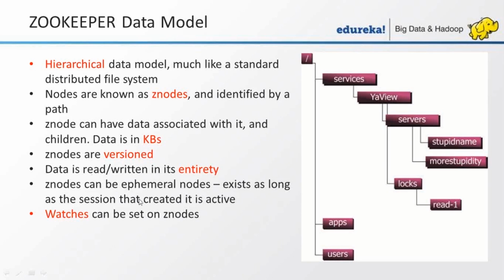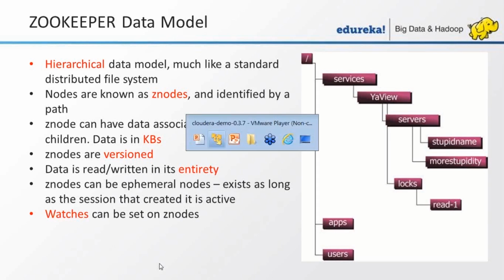ZNodes can be ephemeral nodes, which exist as long as the session that created them is active. So if I create an ephemeral node, that node will exist as long as the session that created it exists. As soon as that particular session goes down, that ephemeral node will also vanish. You can set watches on the ZNode, so any change that happens on the ZNode will send you a watcher event.